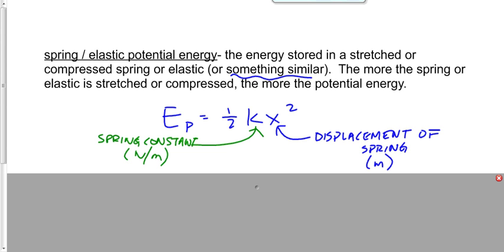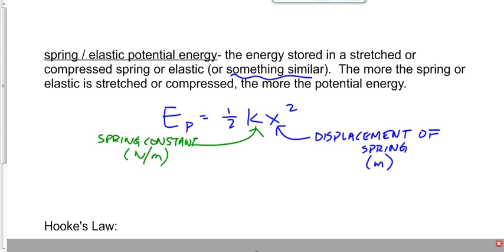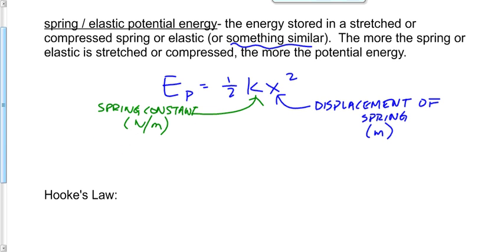Now, sometimes you're going to be given the value of the spring constant, sometimes you're not. Sometimes you're going to need to find it. Well, here's how we're going to find it, using a new law that we call Hooke's law. Hooke's law is really just a mathematical statement of the definition of simple harmonic motion. Hooke's law says the following.